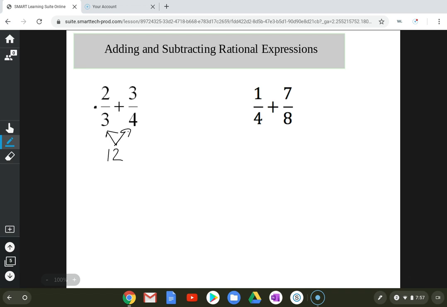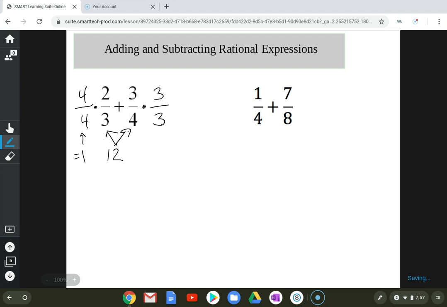In order to turn the 3 into a 12, I have to multiply it by 4. But I can't just multiply the bottom of a fraction by 4. I have to also multiply the top so that I'm not actually changing the fraction, right? Because 4 over 4 is really just the same thing as 1. And then on this side, I multiply both the top and the bottom by 3, because that's what I need to multiply the 4 by in order to turn it into a 12.